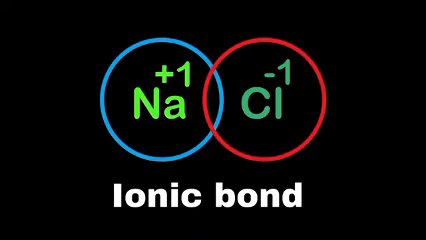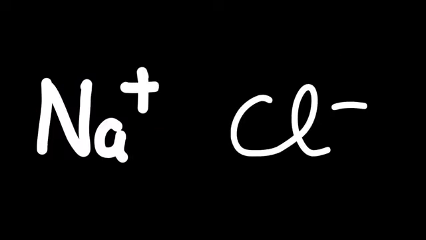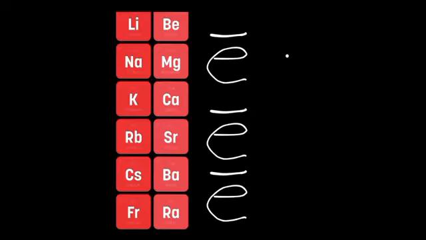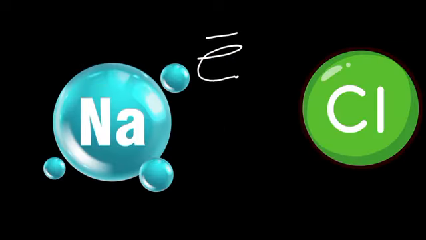Ionic bonds are formed when one atom transfers electrons to another atom, creating charged particles called ions. This typically happens between metals and nonmetals. The metal atom loses electrons to become a positively charged ion, while the nonmetal gains electrons to become a negatively charged ion. For example, sodium chloride forms an ionic bond, where sodium donates an electron to chlorine.